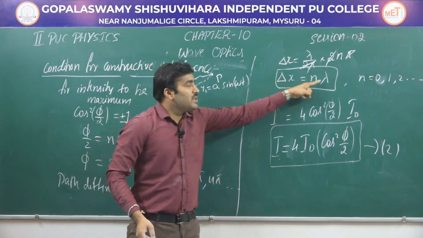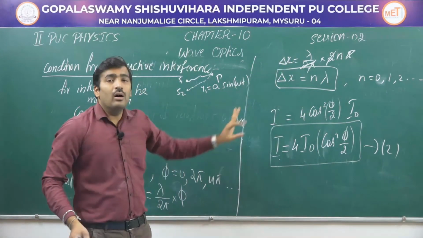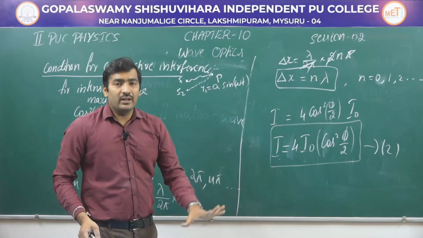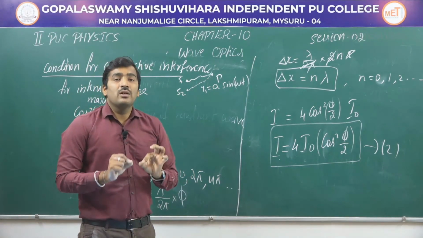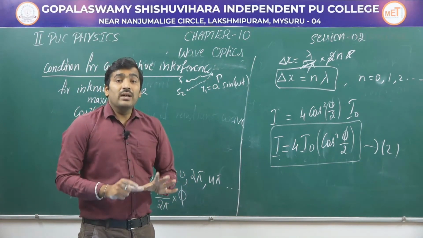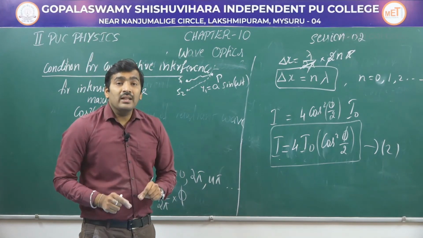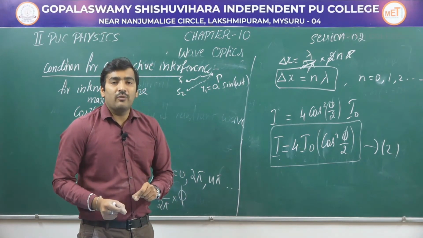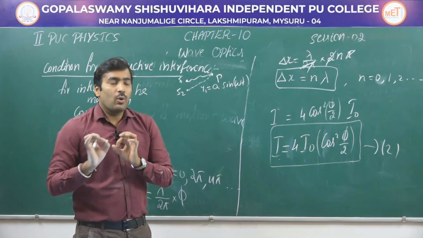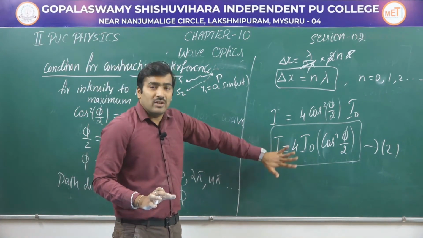Okay, integral multiples of wavelength. Then we get the condition for constructive interference. So in the examination they will ask like this: give the theory of interference and obtain the condition for the constructive interference in terms of path difference. So what is the answer? First we need to derive this equation.